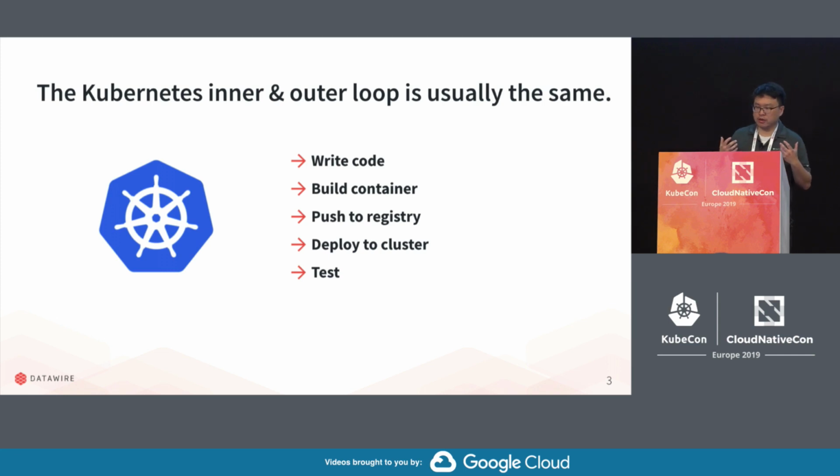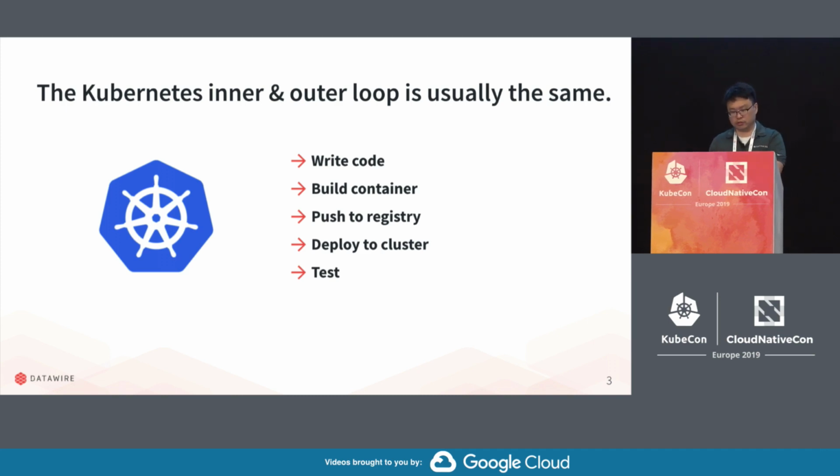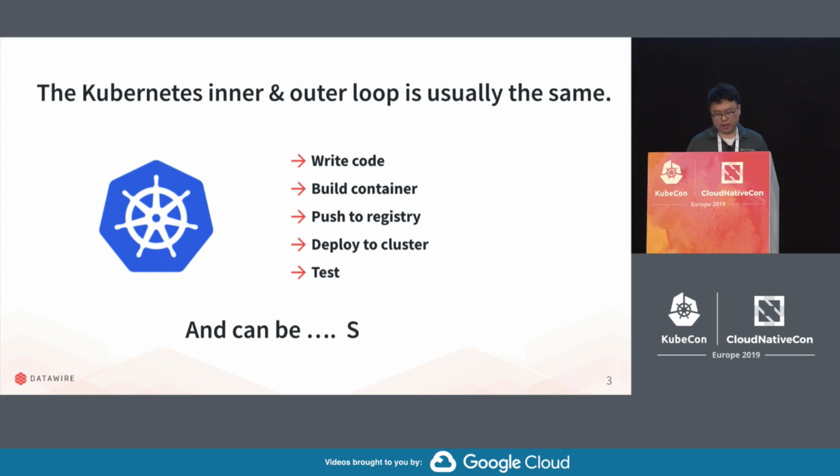So in Kubernetes, initially, and this has evolved a little bit, the inner and outer loop for Kubernetes typically is the same, right? So you write some code, but instead of just building your service, you build a container that contains your code, then you push to a registry, then you deploy to a cluster, and then you test, right? And this actually can be a little slow.